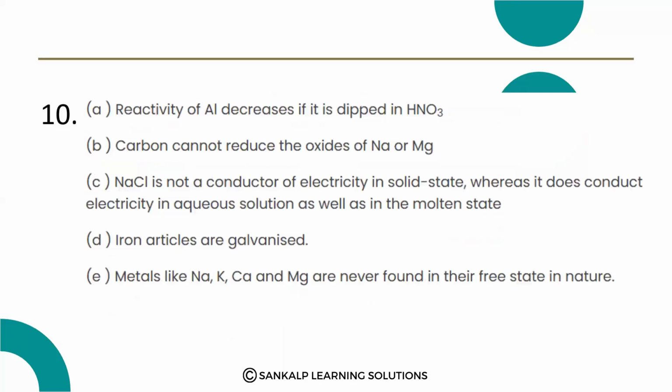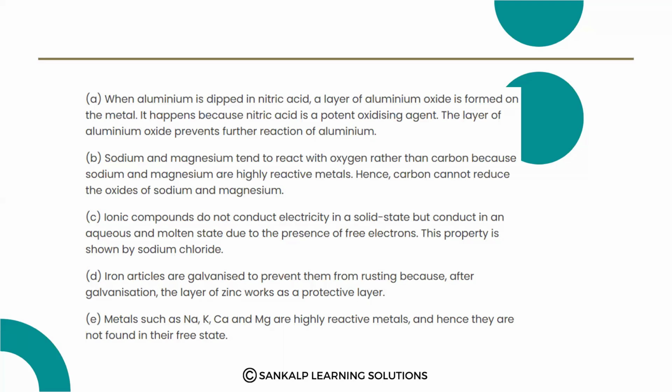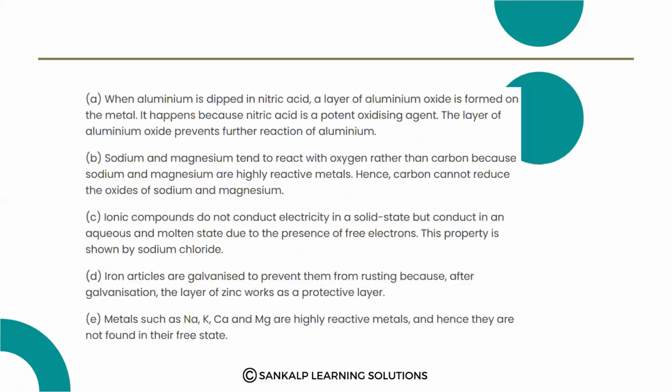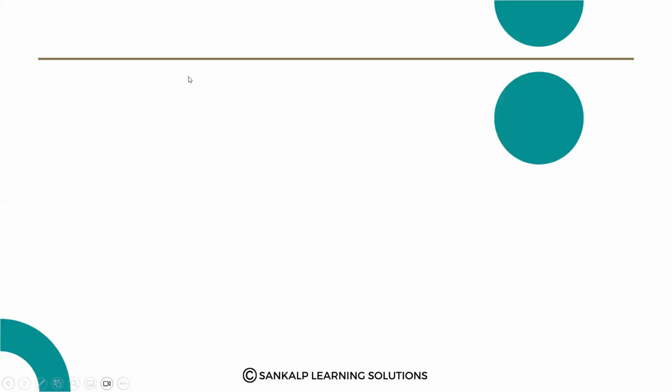Next question, iron articles are galvanized. Iron articles are galvanized to prevent them from rusting, because after galvanization the layer of zinc works as a protective layer. Then metals like sodium, potassium, calcium, magnesium are never found in their free state in nature. Last one. So what is the reason? Metals such as sodium, calcium, potassium, magnesium are highly reactive metals. Hence, they are not found in their free state. Okay. Yes. So that is the answer.